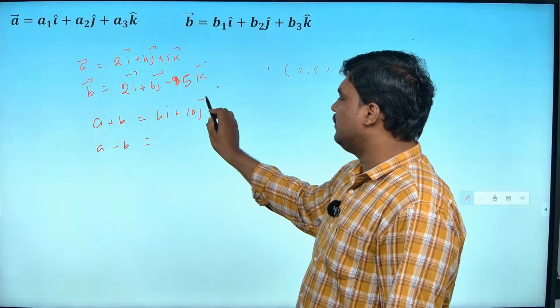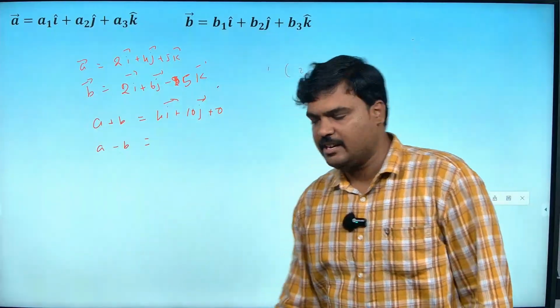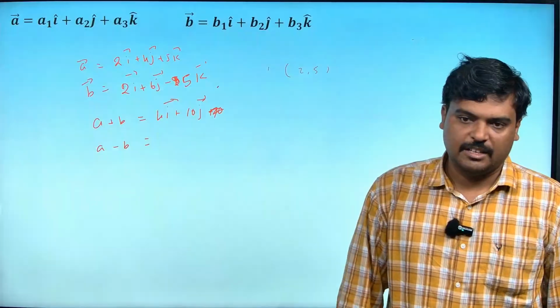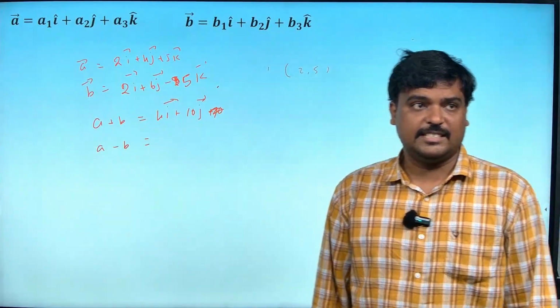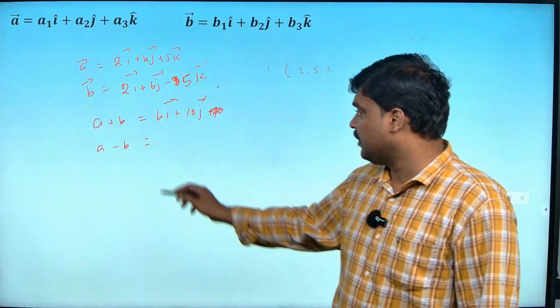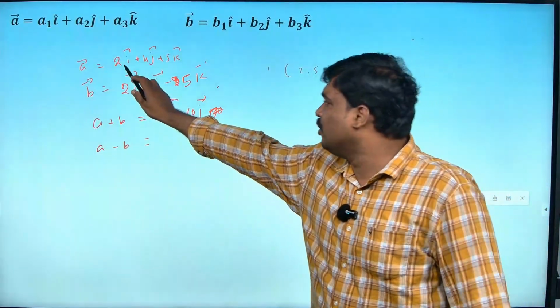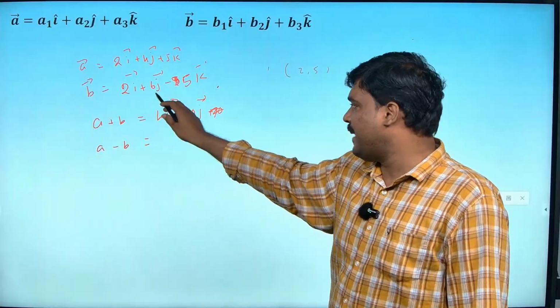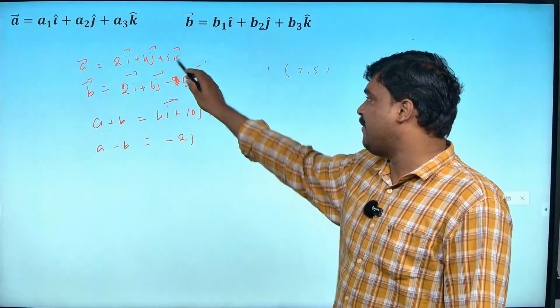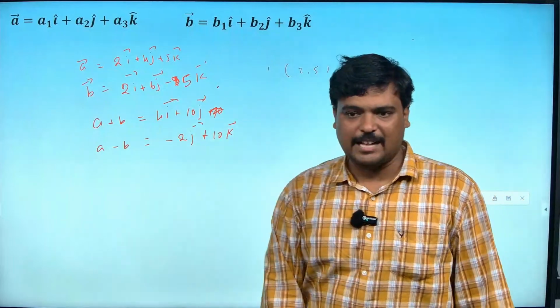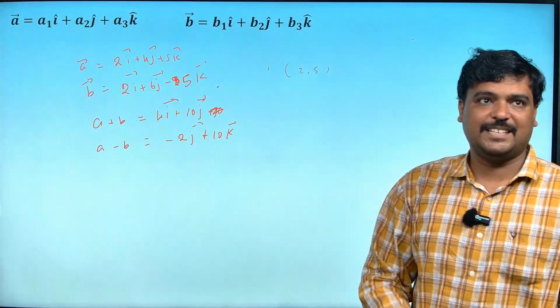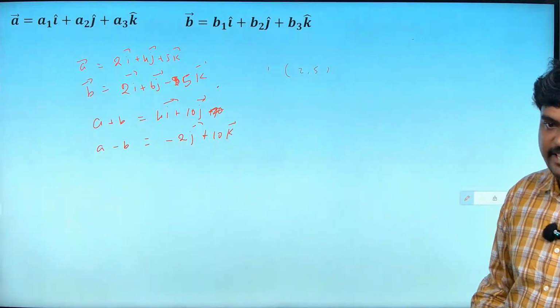0 வரலாம், எந்த பிரச்சனையும் இல்லை. You need not write it if 0 comes. புரியுதா? வெறும் ij காம்பனன்ட் மட்டும் இருக்கிறதா அர்த்தம். A minus B சிம்பிள். 2 minus 2 எல்லாம் ஆயிடும், 0 ஆயிடும். 4 minus 6 minus 2j and 5 plus 5 ஆயிடும், so plus 10k. புரிஞ்சுதா? இதெல்லாம் நம்ம பார்த்துட்டோம் லாஸ்ட் கிளாஸ்ல. ஜஸ்ட் கொஞ்சம் பசங்க லாஸ்ட் கிளாஸ் மிஸ் பண்ணிட்டீங்க, அவங்களுக்காக நான் இதை சொல்லிட்டு இருக்கிறேன்.